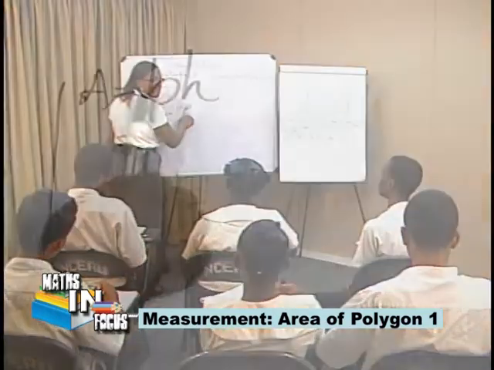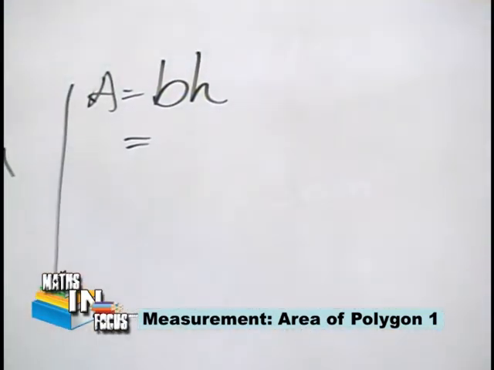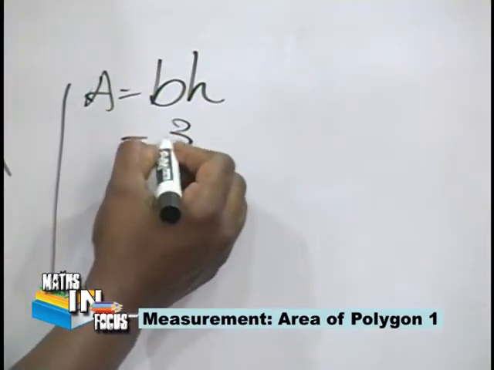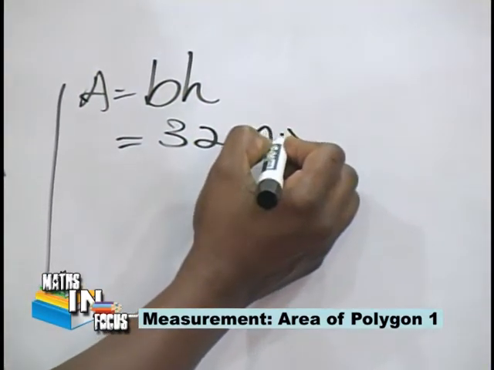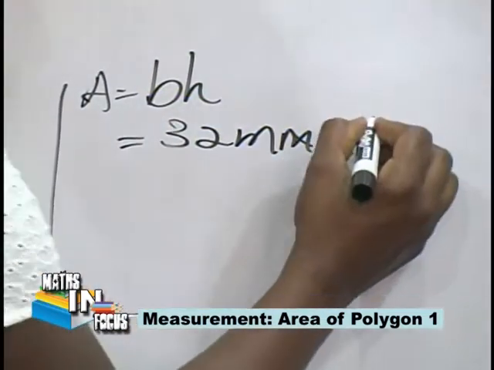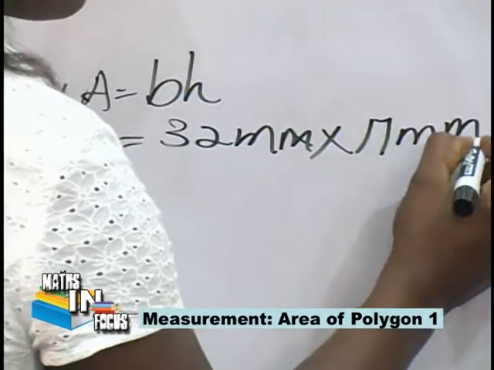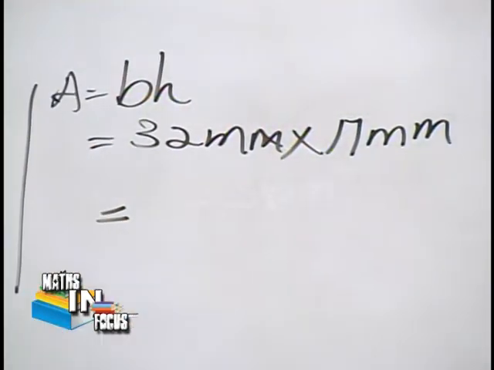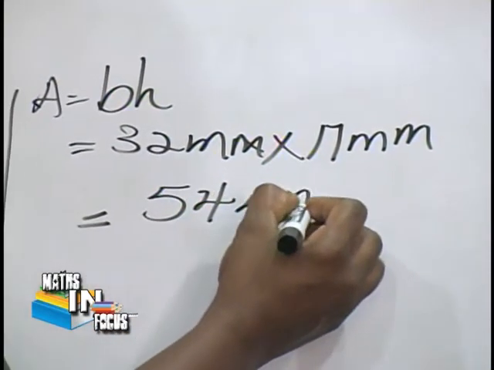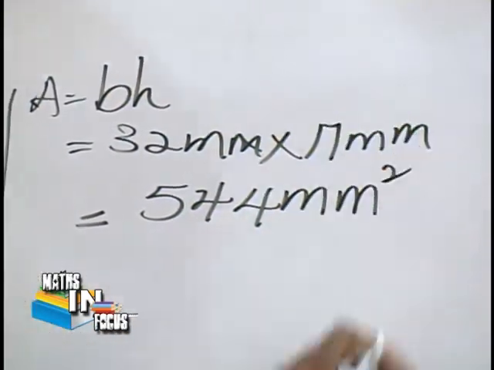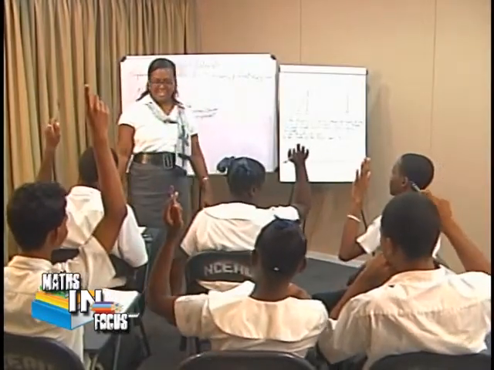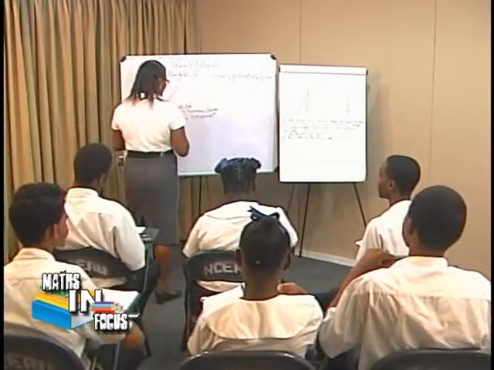So you always state your formula first. Area of a parallelogram A is equal to base by height. What was the base? 32 millimeters. Thank you, Quincy. Multiplied by 17 millimeters. And what was your answer? 544 millimeters squared. Let me see how those will get distinction when they write the exam. Oh, lovely. Way to go.